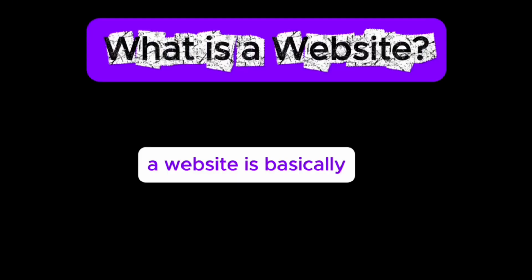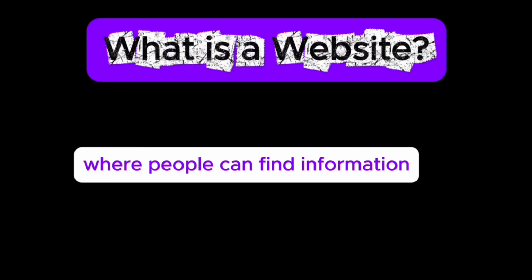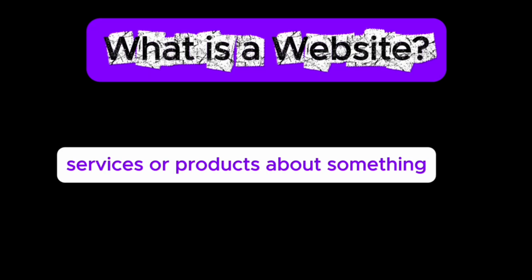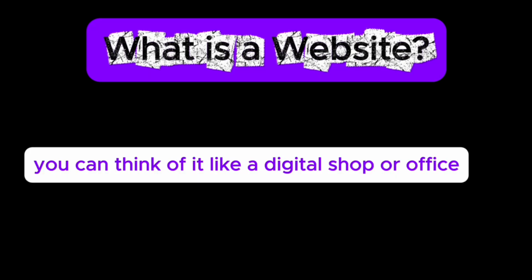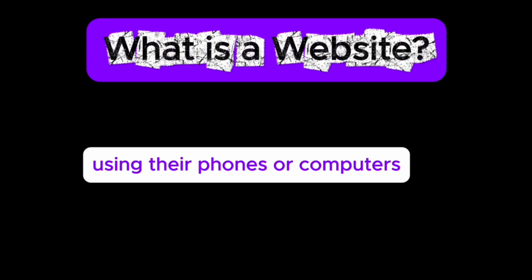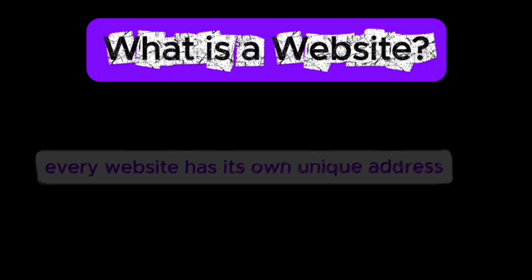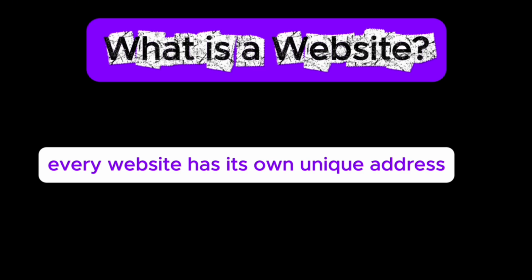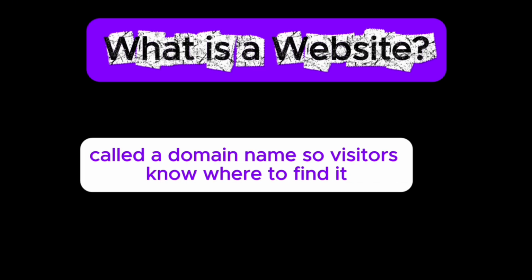A website is basically a place on the internet where people can find information, services, or products about something. You can think of it like a digital shop or office that is always open. People can visit it anytime from anywhere in the world using their phones or computers. Every website has its own unique address called a domain name, so visitors know where to find it.